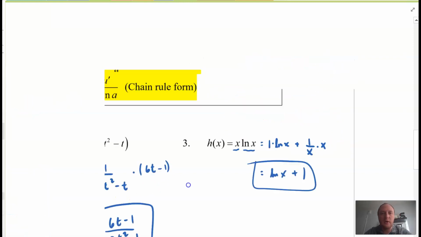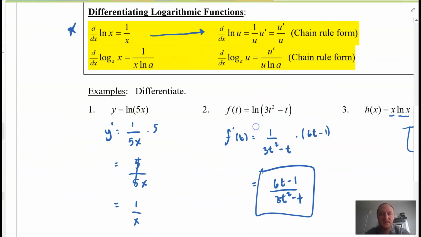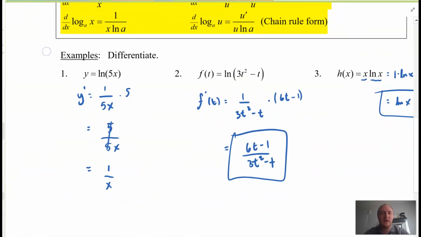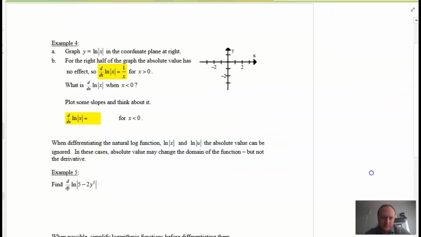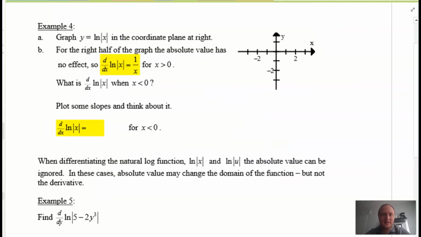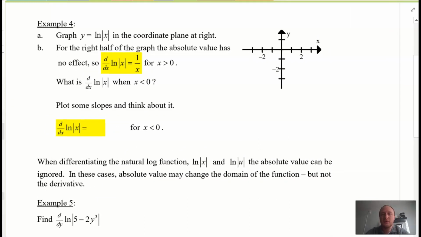Okay, I know I didn't talk about these two formulas here, the derivative of log base a of x and the chain rule form, but we're going to come back to those and we'll look at an example of that going forward. What we're going to talk about right now is the natural log of the absolute value of x. And over here it says, go ahead and graph this in the coordinate plane at the right.